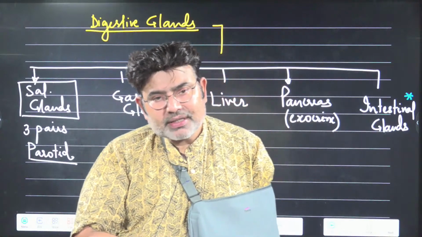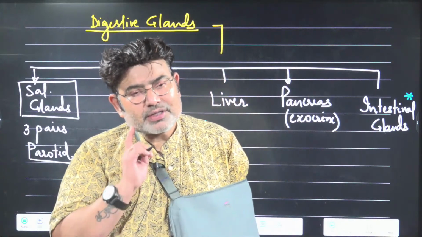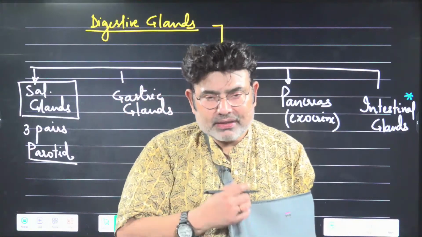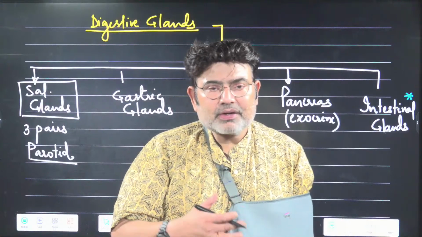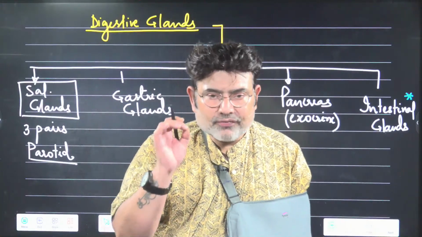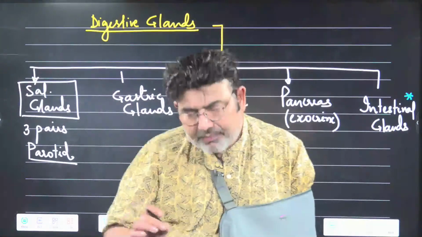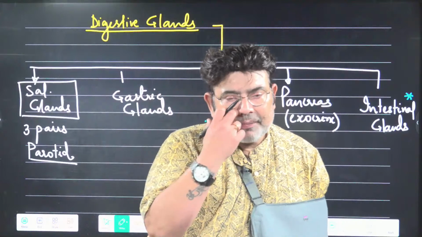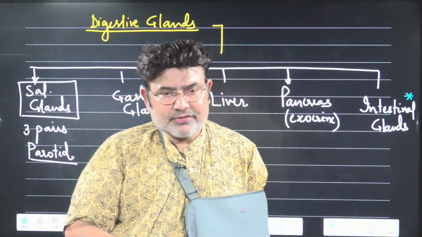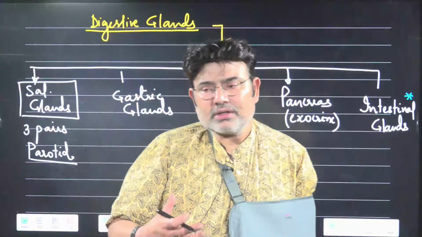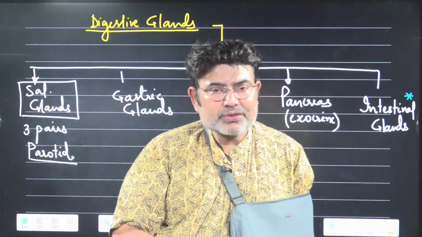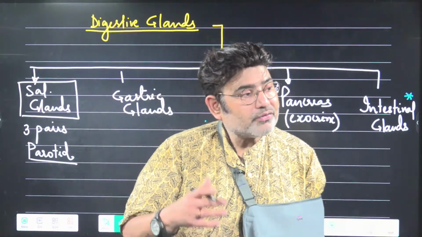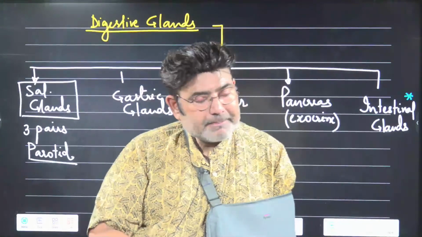However, the better word is submandibular, because the mandible is the lower jaw and these glands are beneath the lower jaw. But some people call them submaxillary also. So if you see submaxillary written, consider it to be submandibular. They produce a juice called saliva. You may not imagine that in a day we produce around 1 to 1.5 liters of saliva. How much? 1 to 1.5 liters of saliva in a day.